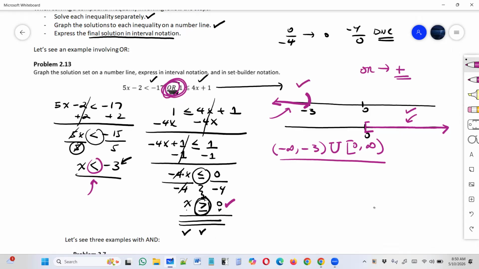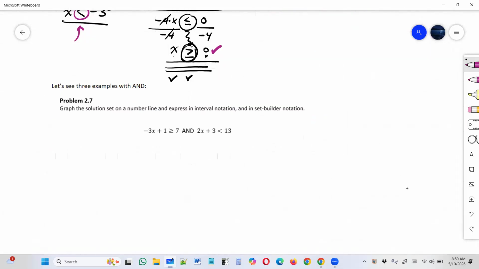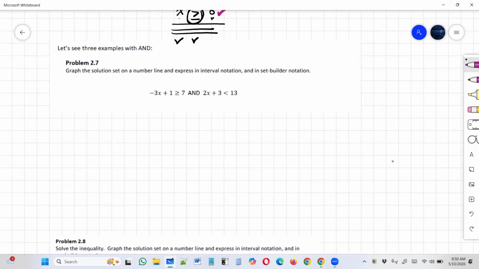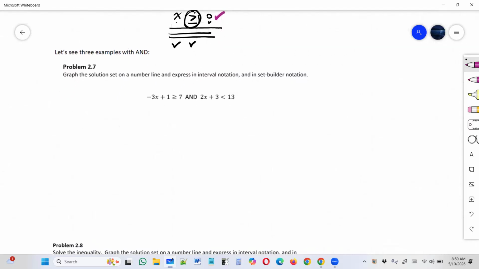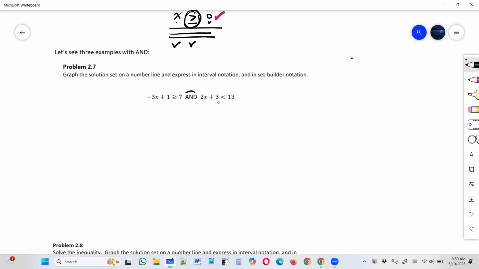All right, let's take a look at the and case. The and case is almost identical with one variation at the end. So again, we see a compound inequality because I see two inequalities and the connector is an and. So I'm going to solve each one separately. Subtract 1 on both sides as before. Cancel, -3x greater than or equal to 6. Now I have to divide by a -3.